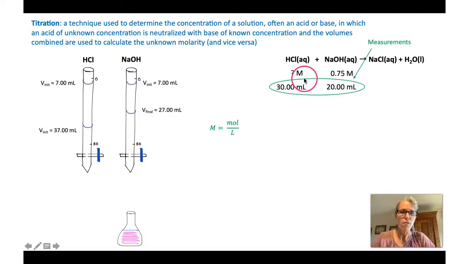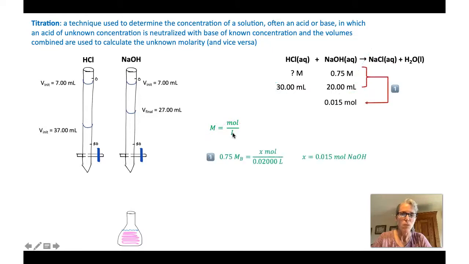So here we go. Here's our volume of HCl, 30 milliliters, and we used 20 milliliters of sodium hydroxide. So now let's actually go through these calculations. We're going to use the molarity equation, and we have molarity and we have volume, so we can calculate the moles, and we find that we have 0.015 moles of NaOH.